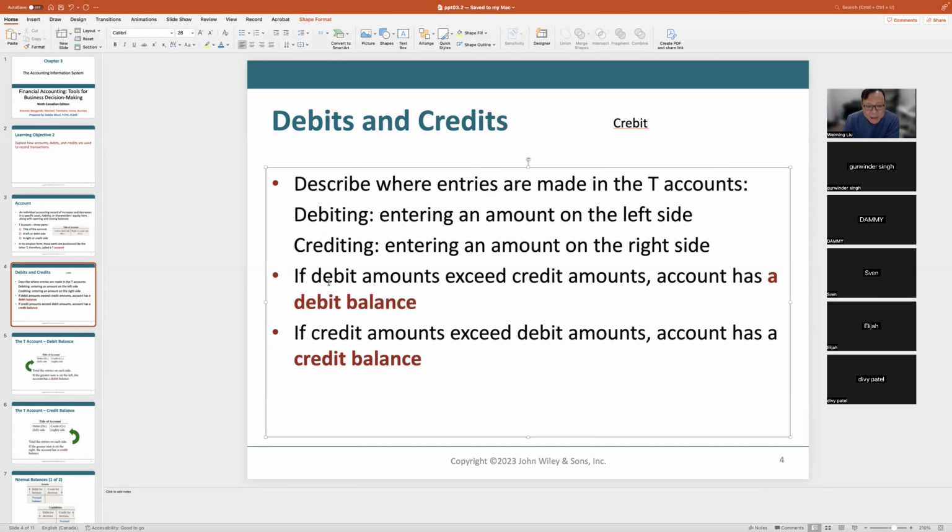If the debit amount exceeds the credit amount, the account has a debit balance.